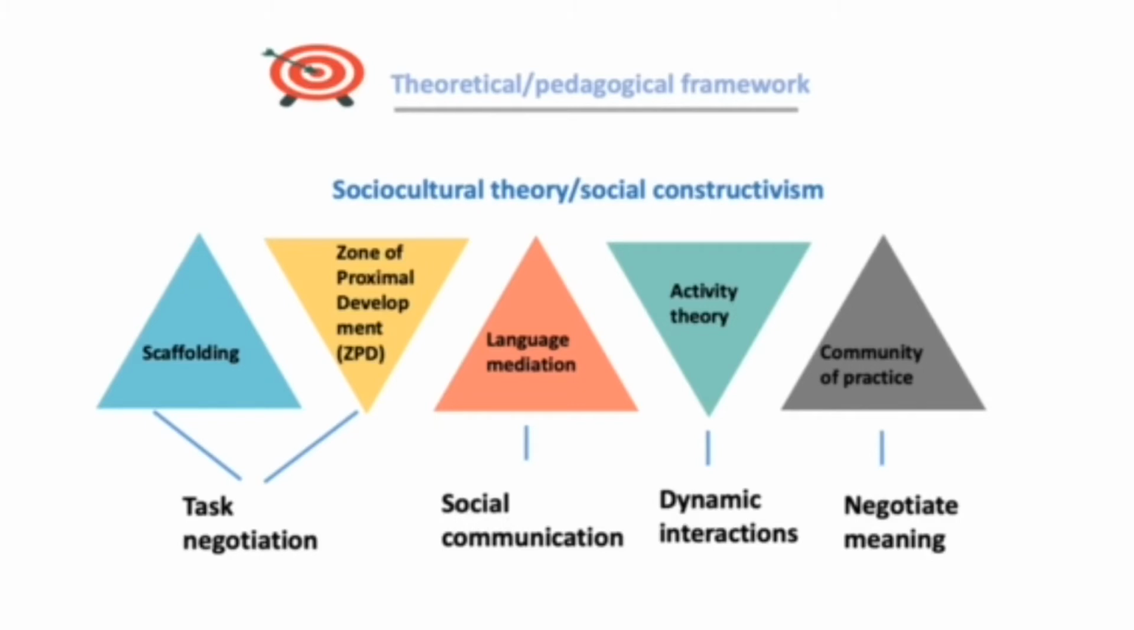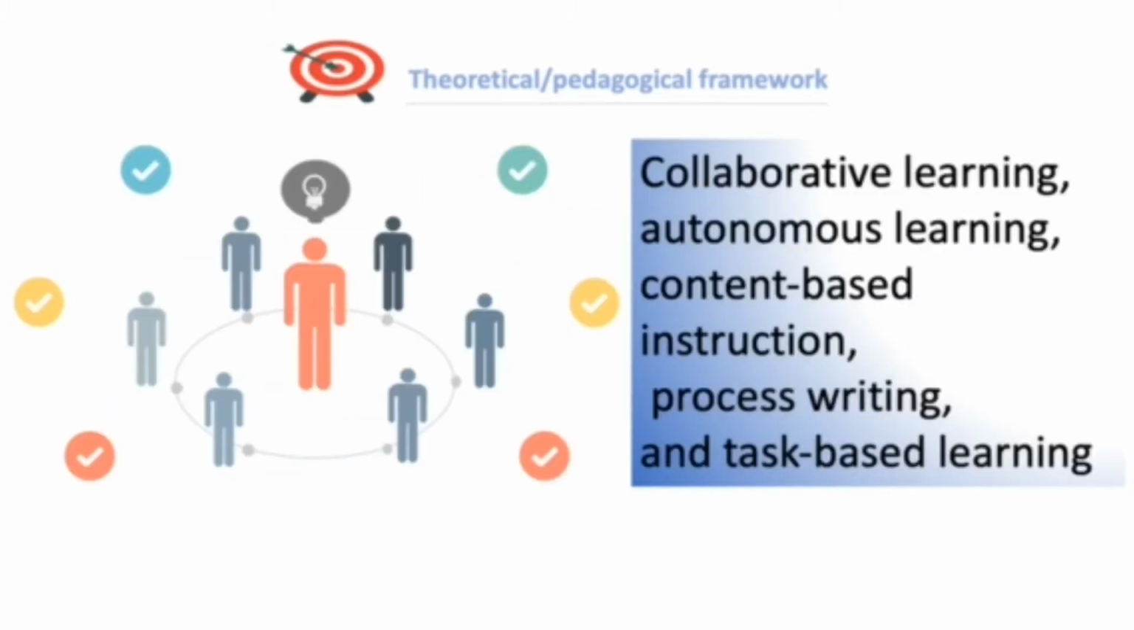In the process of computer-mediated collaborative writing, students will interact and negotiate meanings. So, the writing is largely influenced and inspired by sociocultural theory and social constructivism, like scaffolding, zone of proximal development, language mediation, activity theory, and community of practice. While computer-mediated collaborative writing will trigger people's task negotiation, social communication, dynamic interactions, and negotiation of meaning. In addition to the theories above, researchers have also applied theories like collaborative learning, autonomous learning, content-based instruction, process writing, and task-based learning.